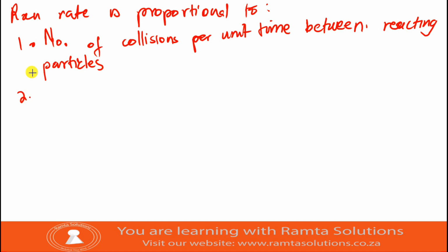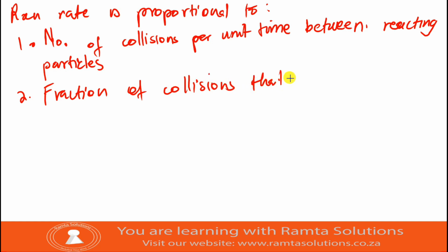Secondly, the reaction rate is also proportional to that portion of collisions. So what I'm saying is reaction rate is proportional to the fraction of collisions that are effective. So this is what the collision theory tells us.